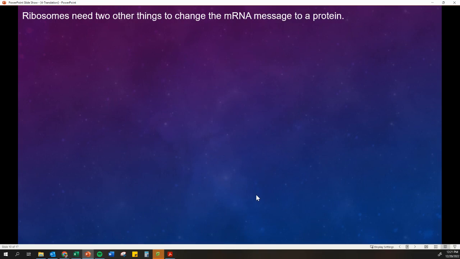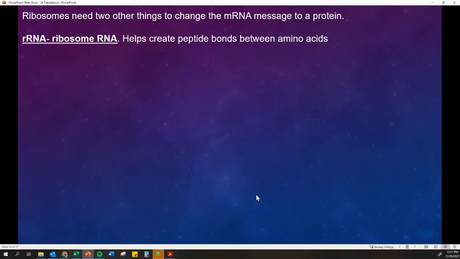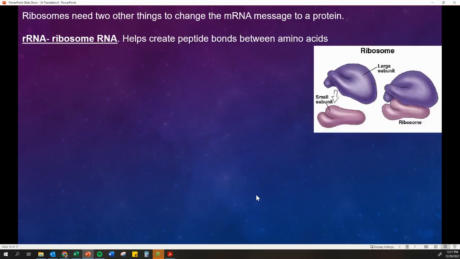Okay, so ribosomes need 2 other things in order to change this mRNA message into a protein. They need rRNA, which we talked about a little bit when we were talking about RNA before. That's ribosomal RNA, and it's helping make the bond between our amino acids. It's found inside the ribosome itself, which is made of 2 units, the small subunit and the large subunit.